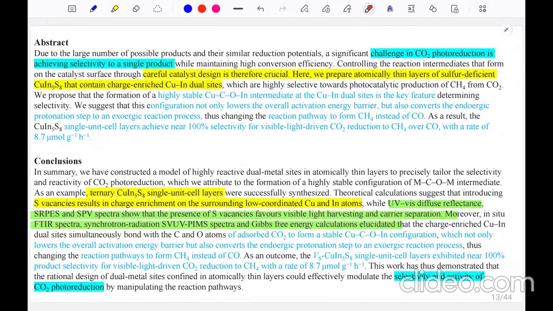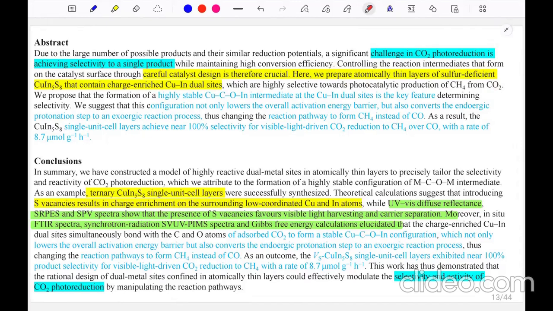Both the abstract and conclusion focus on the same research problem, that is achieving high selectivity in the CO2 photoreduction. Both highlight the key catalyst design, that is the sulfur deficient copper indium sulfide layer with copper in charge enriched copper indium dual site. Here also they are talking about the same charge enrichment of the low coordinated copper and indium atom.